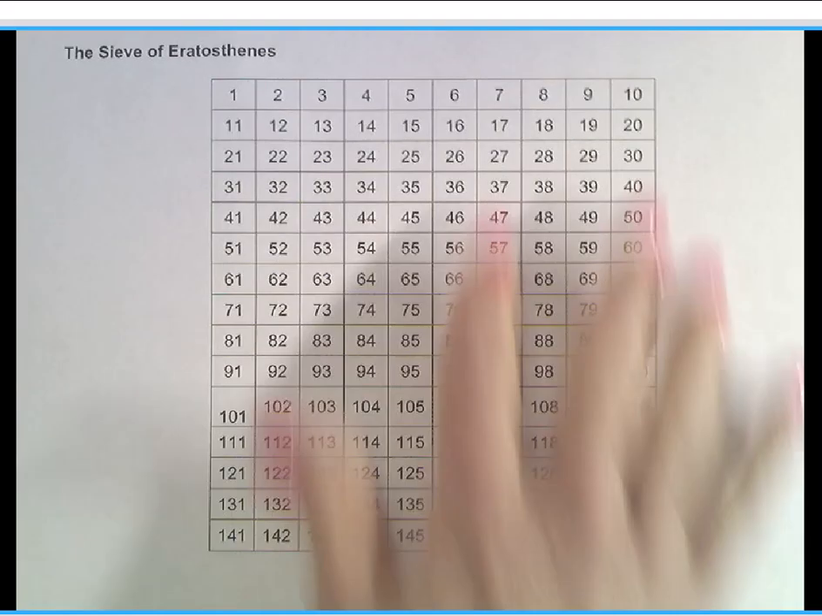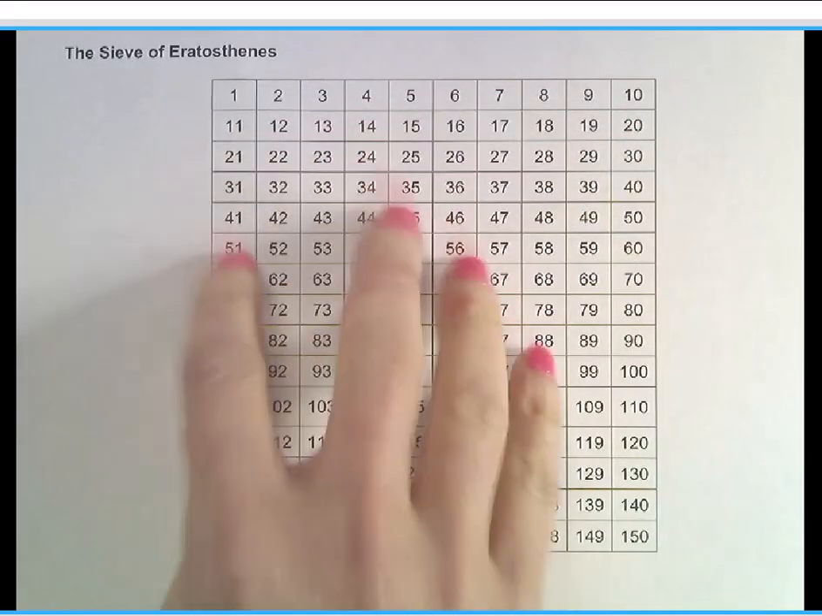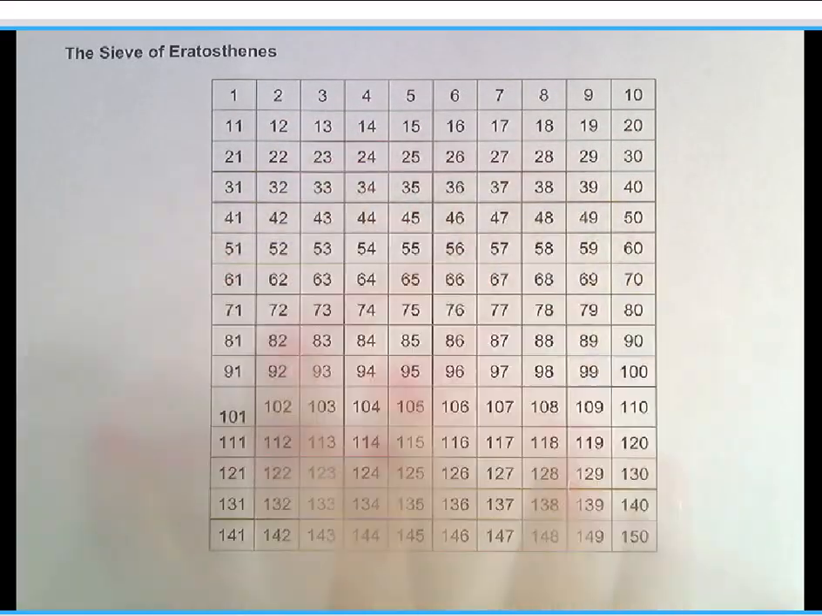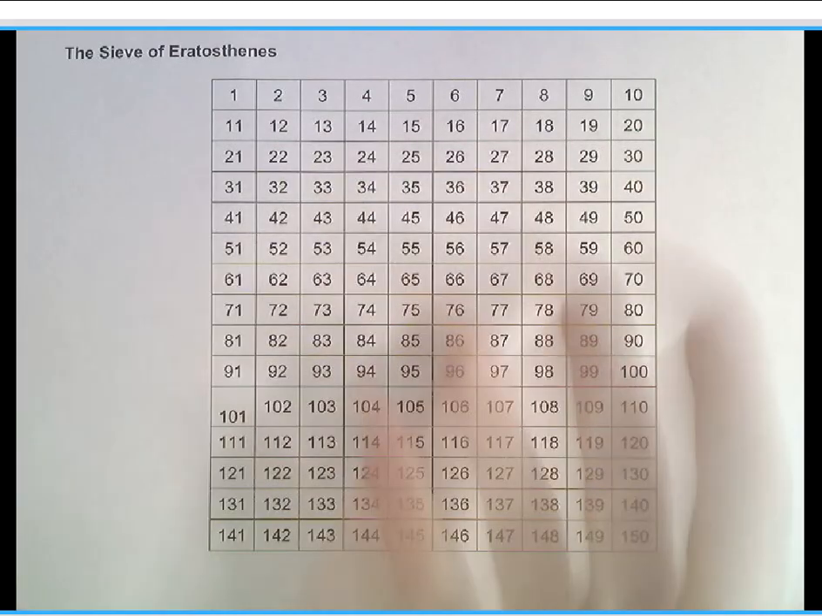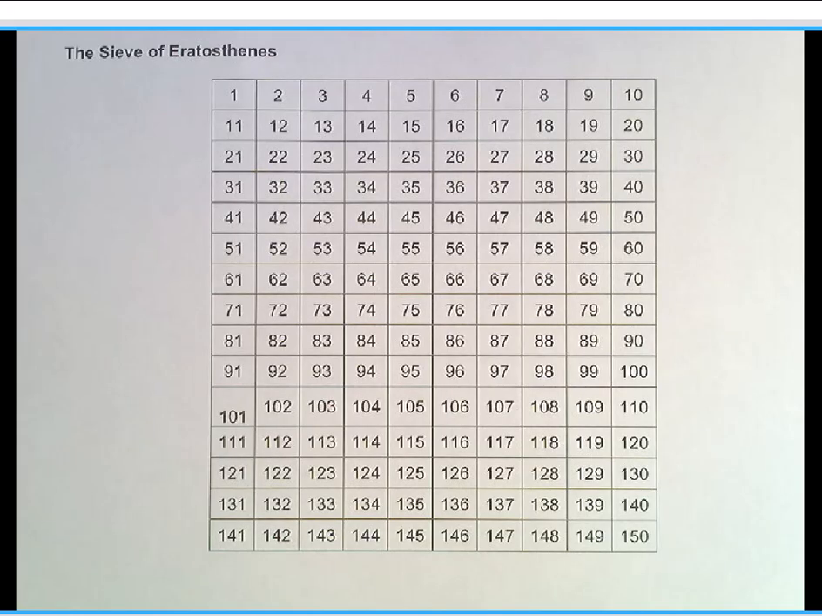So this process we're going to do is going to act like a sieve, and what it's going to do is filter out all the composite numbers, where the only little gold nuggets or shells that are going to be left in our sieve are going to be the prime numbers. So this is a way for us to get all of the prime numbers from 1 through 150. That's as far as I went.